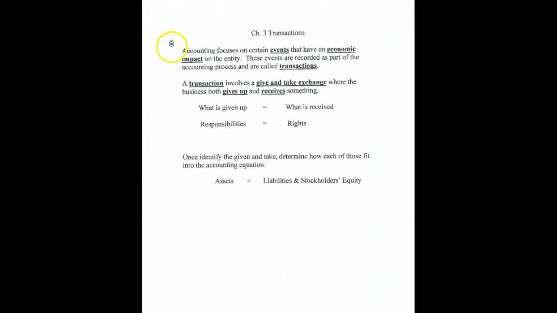So we can see the definition of accounting focuses on certain events. These events have economic impact, and these events are called transactions. So for us, in this lecture, and really throughout the rest of the course, we're really going to be focusing on transaction analysis, or that'll be a big component of it. So transactions involve a give and take exchange, where something is both given up and received. And so we're going to try to identify what did we give up, what was received, and then identify that in terms of the balance sheet accounts, assets equal liabilities and stockholders' equity.